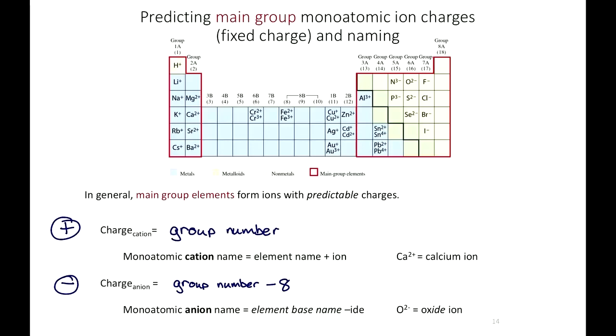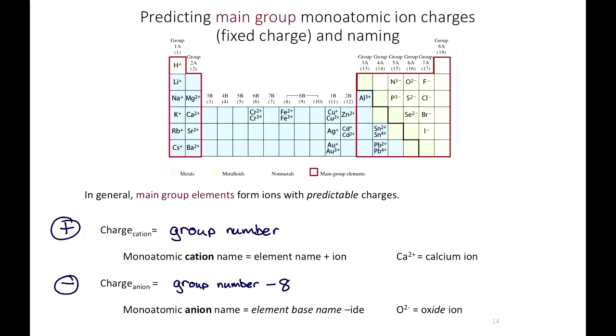This is specific for main group elements. Remember what our main group elements are? They're the ones that aren't the middle transition metals. They're the ones on the left and right. It's real easy. For anything that's a cation and a main group element, its charge is its group number. It's really nice, right? So a sodium ion has what charge? Just look at its group. It's in group 1, so it is a +1 ion. Sodium as an ion will be a +1 charge.